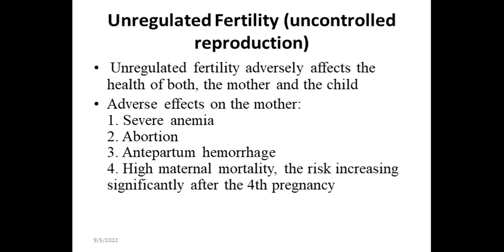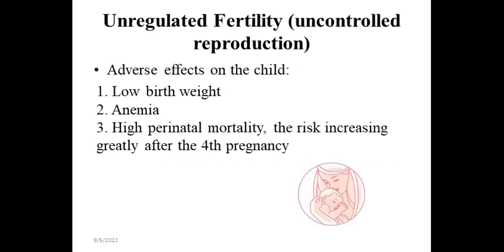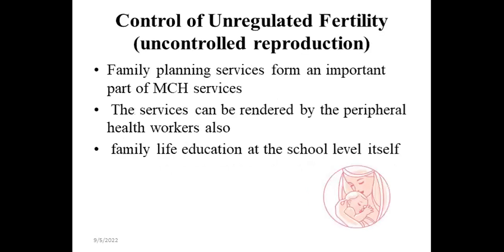Now the third element in the triad is unregulated fertility, or uncontrolled reproduction, which is a health hazard for both mother and child. It can adversely affect the health of both. Adverse effects on the mother include severe anemia, abortion, antepartum hemorrhage, and high maternal mortality. The risk increases significantly after the fourth pregnancy. Adverse effects of unregulated reproduction on the child include low birth weight, anemia, and high perinatal mortality. The risk increases greatly after the fourth pregnancy.